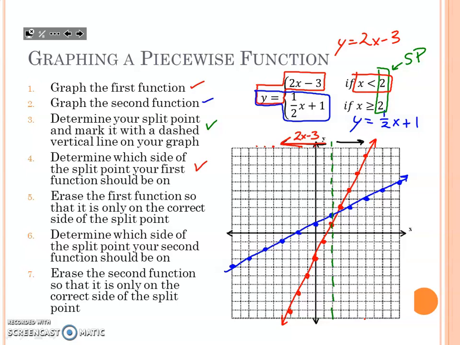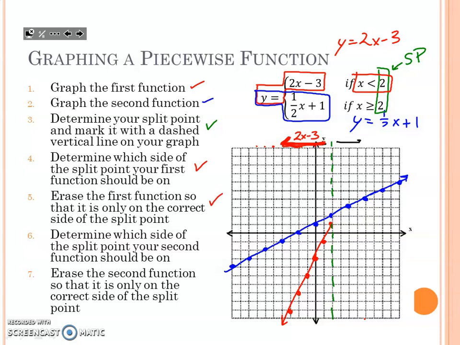Now it says erase the first function so that it is only on the correct side. So I need my red function on this left side, which means I'm going to leave the red function over here, but on the right side, I'm going to erase my red function. Now, problem with computers, I got to redraw this. Okay? So I have erased it, so now the red function is only on my left side here.